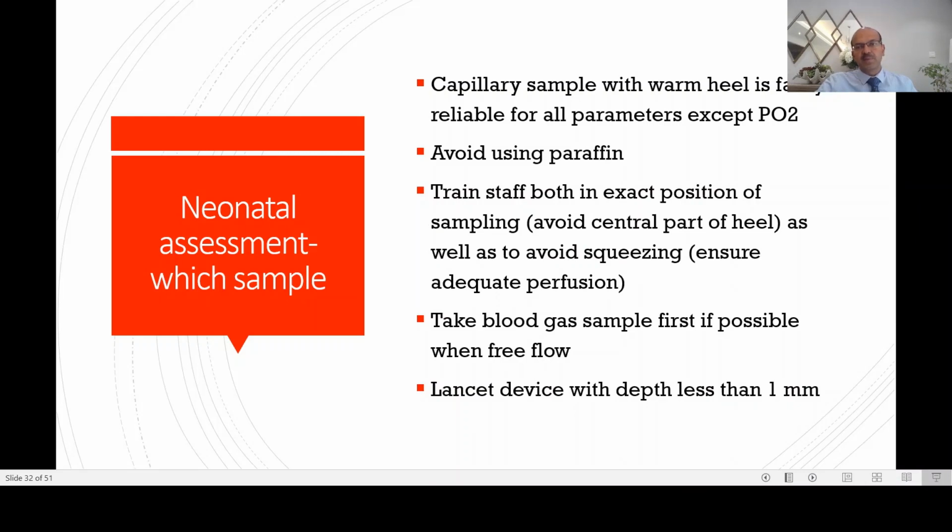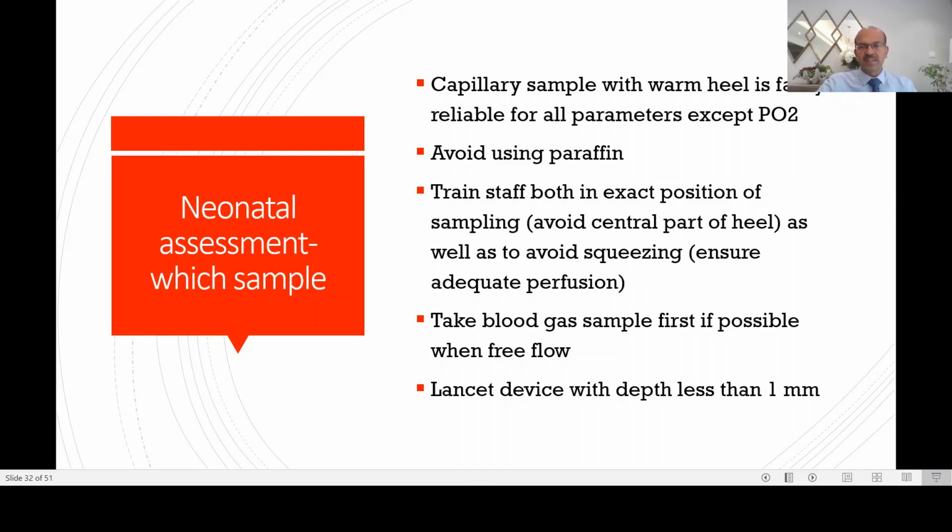A capillary sample with a warm heel is fairly reliable, and in most babies, once you lose the arterial line, that's the only option we have. The warming of the heel should be stressed on, and you shouldn't burn the heel, obviously. Arterialization of the capillary, we call it, and even then the PO2 is not going to be reliable because it will be lower. Avoid using paraffin before you take the gas. It can damage the machine as well.